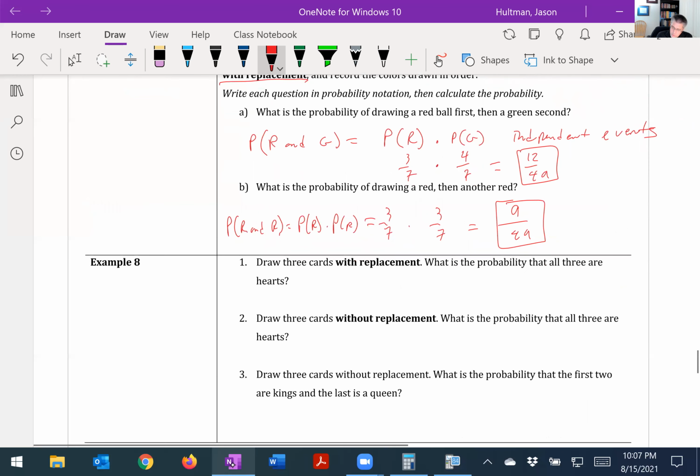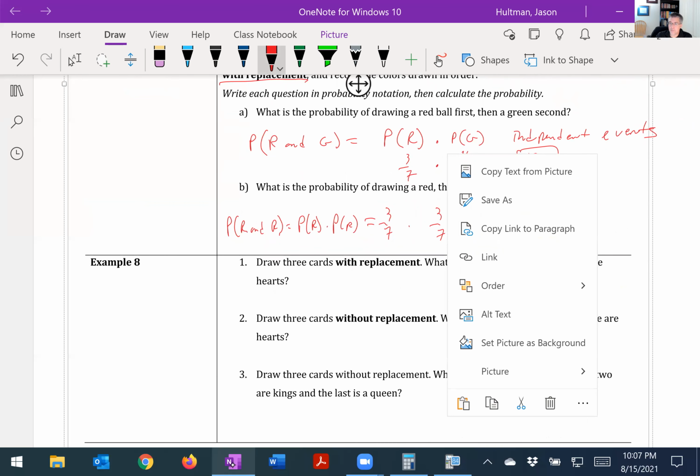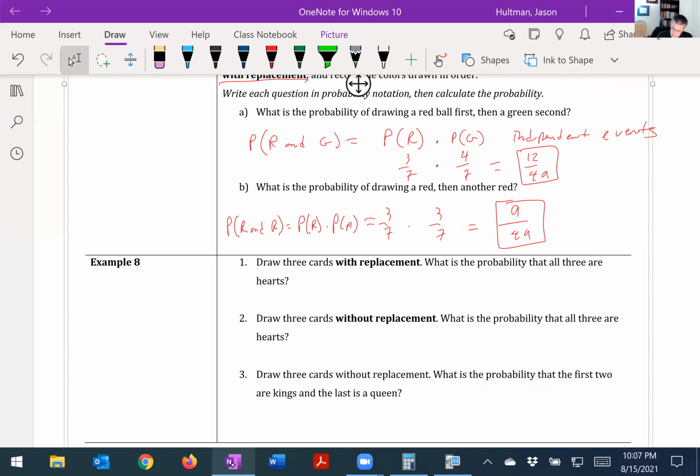Draw 3 cards with replacement. It means we put it back, means that they're independent events. What is the probability that all 3 are hearts? Well, what's the probability of getting a heart? Probability of getting a heart is 1 out of 4. So this would be 1 out of 4 times 1 out of 4 times 1 out of 4, which is 1 over 64.